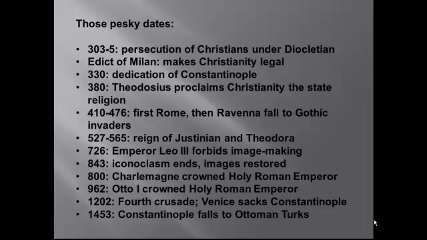The big dates to keep in mind to help you keep this period straight are the arrival of Christianity as an approved and then an official religion in the 4th century. That's the 300s. The reign of Justinian in the 6th century, that's the 500s, the Iconoclasm controversy in the 8th century and its end in the 9th century, Charlemagne's coronation as Holy Roman Emperor in 800, and Otto coming along about 150 years later.